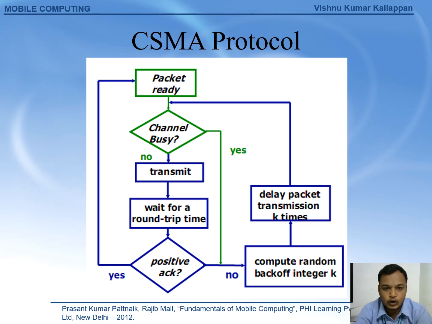In the CSMA protocol, if the packet is ready, it will check whether the channel is busy or not. If it is busy, it will compute a random backoff integer value. If it is not busy, it will transmit the data and wait for a round trip time. If it receives a positive acknowledgement, then it tries to send the next packet. Otherwise, again it will check whether the transmission channel is busy or not.